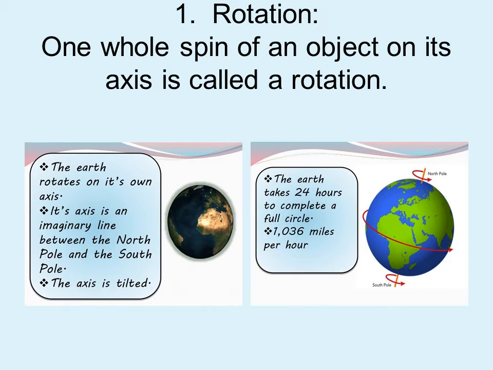So the Earth takes 24 hours to complete a full circle or to complete a rotation. So rotation means one whole spin of an object on its axis. So Earth takes 24 hours to complete one rotation.